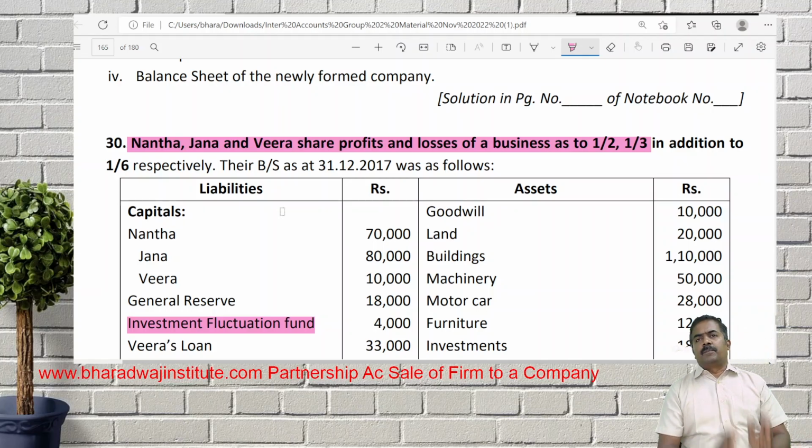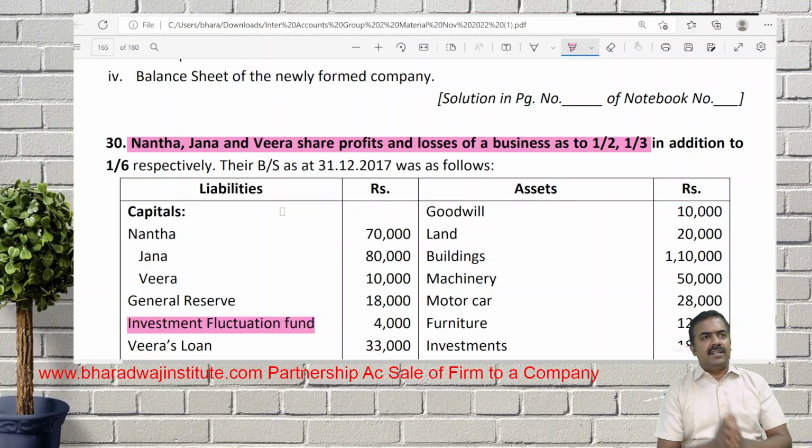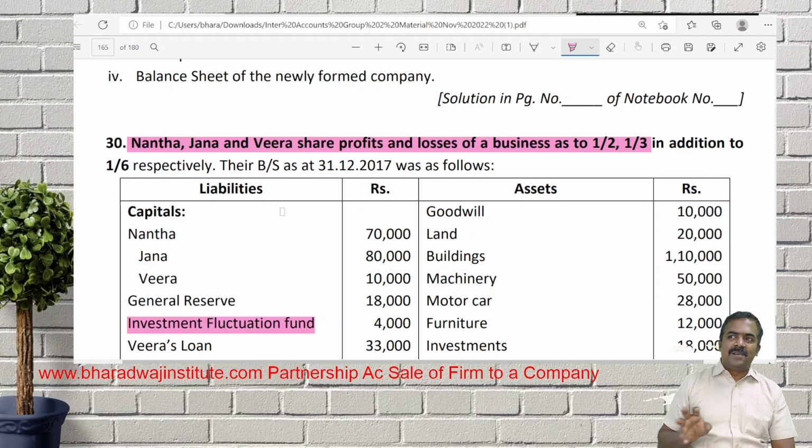For partnership, I've done in detail the dissolution, insolvency with fluctuating capital, insolvency of the firm, piecemeal distribution, and sale of a firm is done. Then what is the next one we are going to see? Amalgamation of firms. If you rely on the classroom notes alone, it is more than sufficient for your partnership, and time will be available only for that.